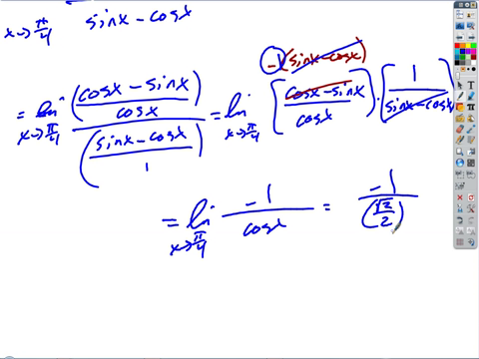If we flip and multiply, I just get -2 over the square root of 2, which reduces to negative square root of 2. Negative square root of 2. Does everybody see that?